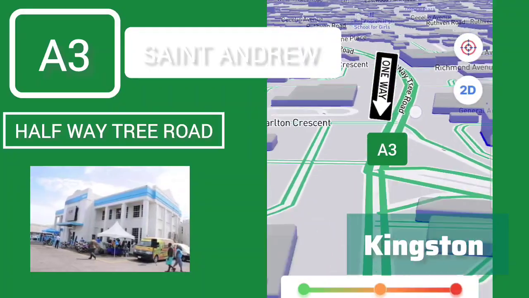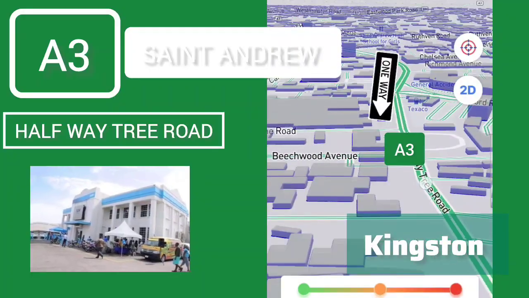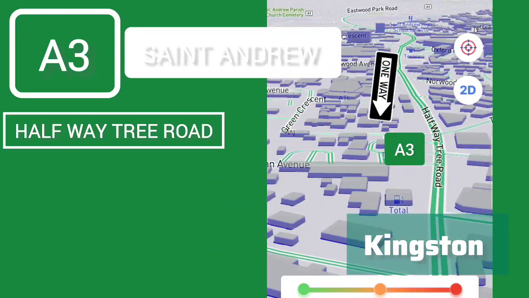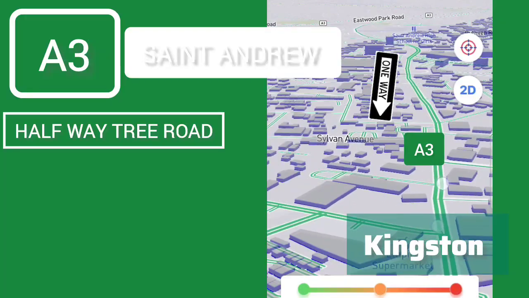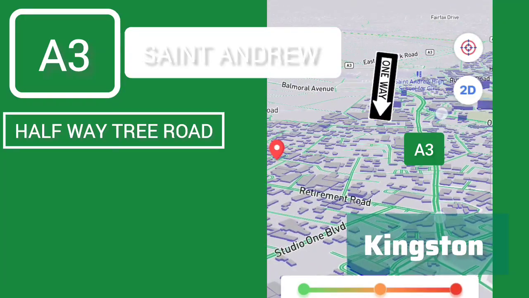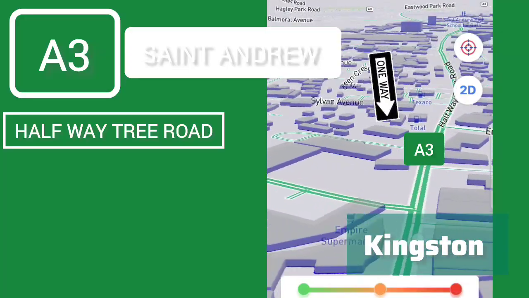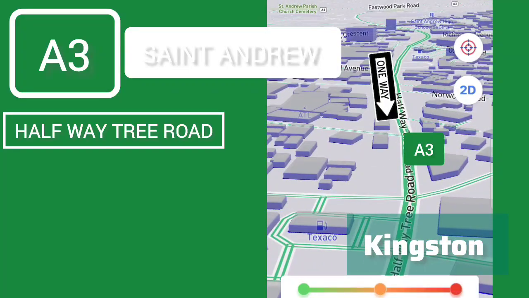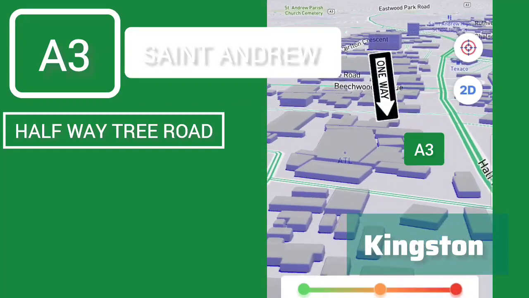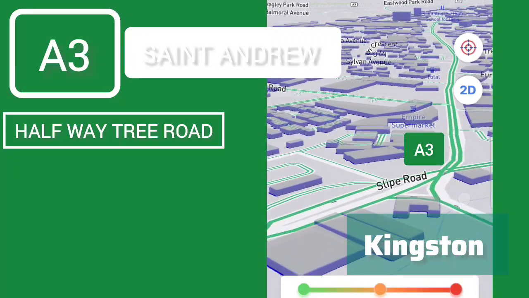Well, this is a one-way, so we should have turned off. Let me turn off. We should have turned off somewhere here. Yeah, because Halfway Tree Road is a one-way from here on. So I think we should go on Retirement Road. There's a road that we should turn off on. I'm not sure exactly.